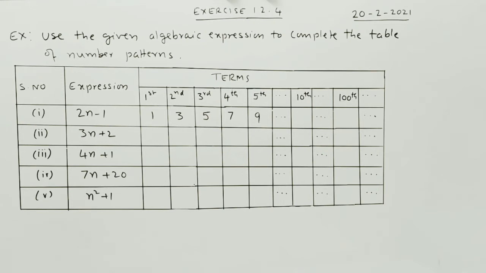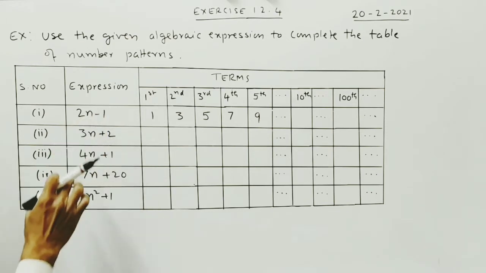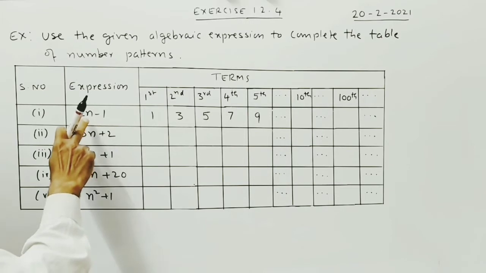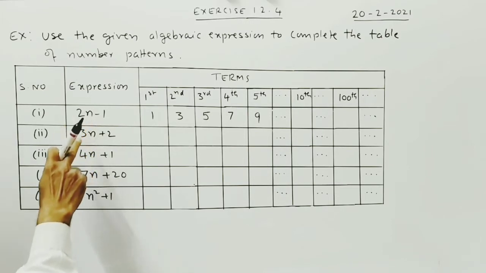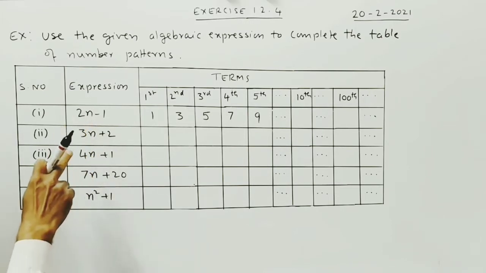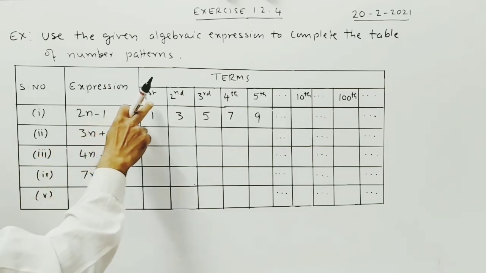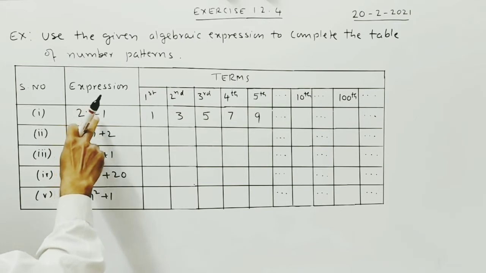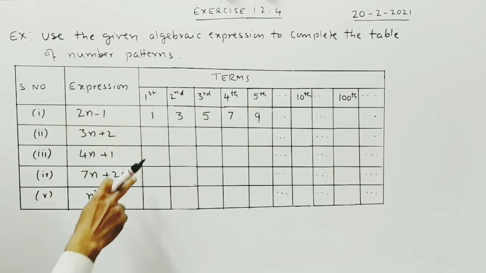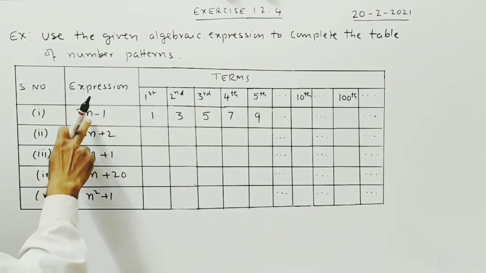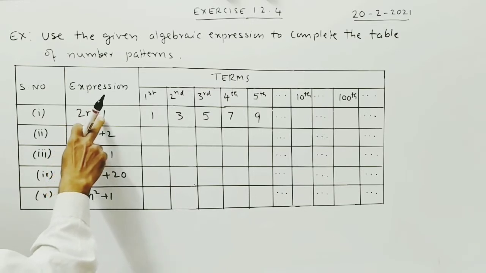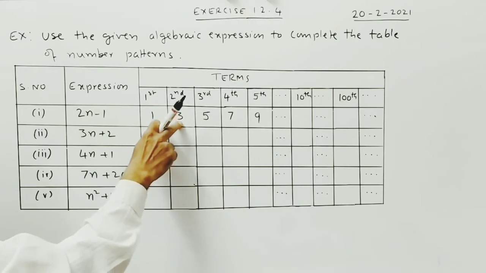Coming to the first expression, 2n minus 1. When n is equal to 1, we will get the first term. 2 into 1, 2 minus 1, that is 1. When n is equal to 2, 2 into 2, 4 minus 1, that is 3. Second term we will get.